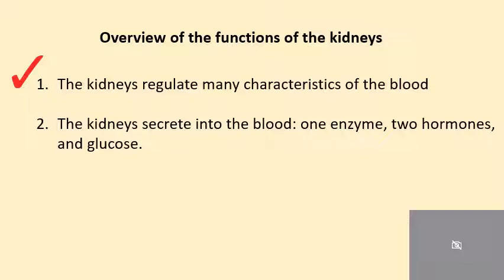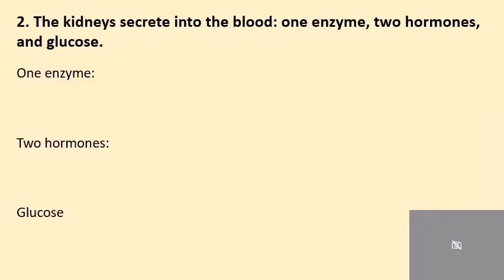All right, we're still in the overview of kidney function. In addition to regulating the composition of blood, your kidneys secrete several things into our blood: 1 enzyme, 2 hormones, and glucose.